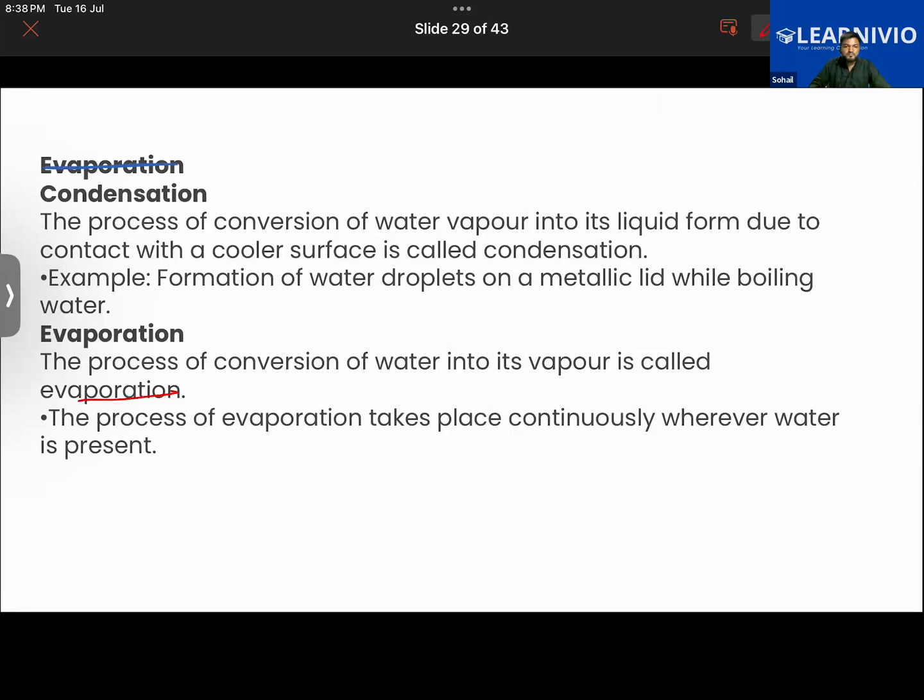The process of conversion of water vapor into its liquid form due to contact with a cooler surface is called condensation. Example: formation of water droplets on a metallic lid when boiling water. Good. So that is called condensation, as you would have already learned previously also.